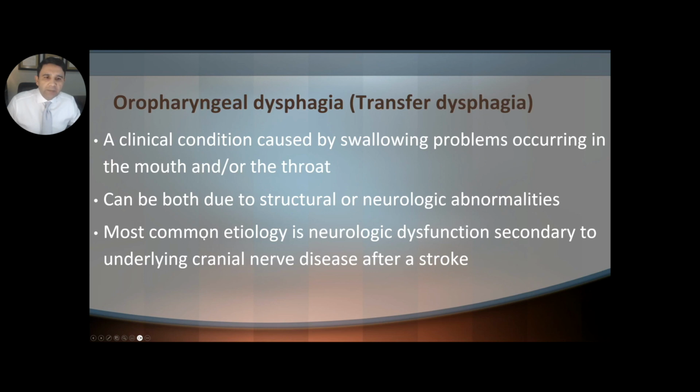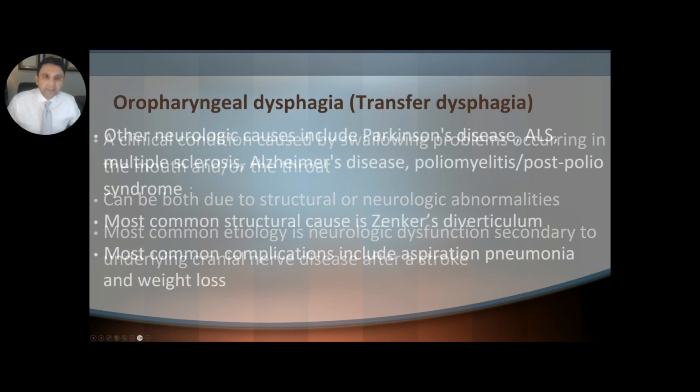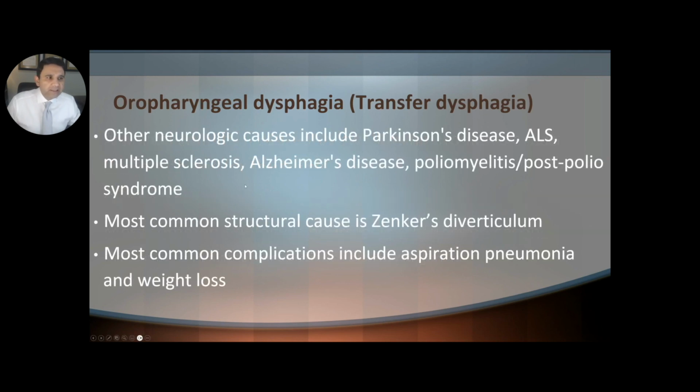Its most common etiology is neurologic dysfunction secondary to underlying cranial nerve disease after a stroke. Other neurologic causes include Parkinson's disease, ALS, multiple sclerosis, Alzheimer's disease, poliomyelitis, or post-polio syndrome. The most common structural cause is Zenker's diverticulum, and the most common complications include aspiration pneumonia and weight loss.